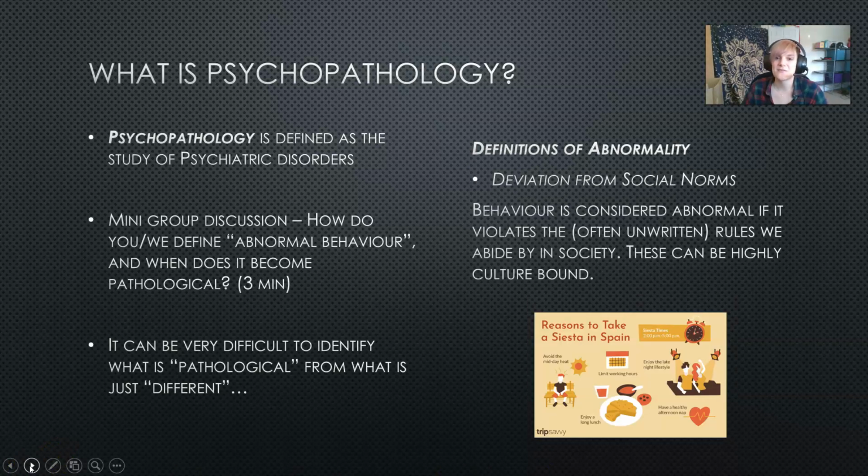So let's look at a different definition of abnormality. This definition is deviation from social norms. This is when behaviour is considered abnormal if it violates the often unwritten rules that we abide by in society. So if we go back to the previous example of someone coming to lecture wearing a bathrobe and slippers, this would be considered a deviation from social norms and could be defined as an abnormality. Again, we are unsure if that means they have a psychopathology, but because they are deviating from the unwritten rules of society, this will be considered to be abnormal.